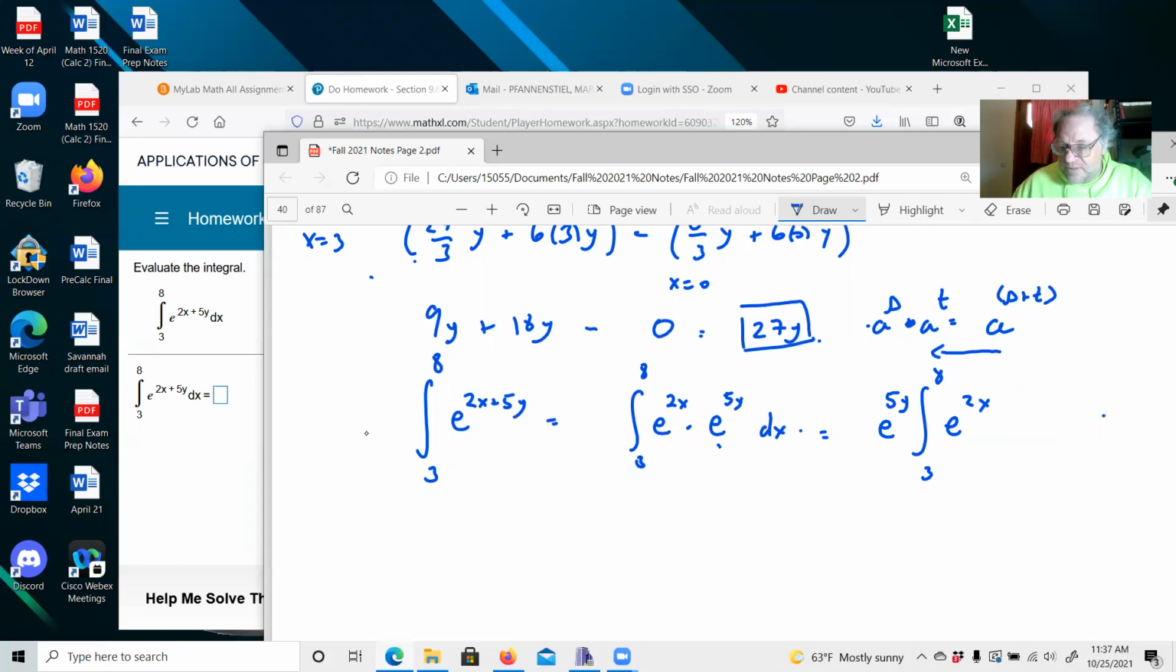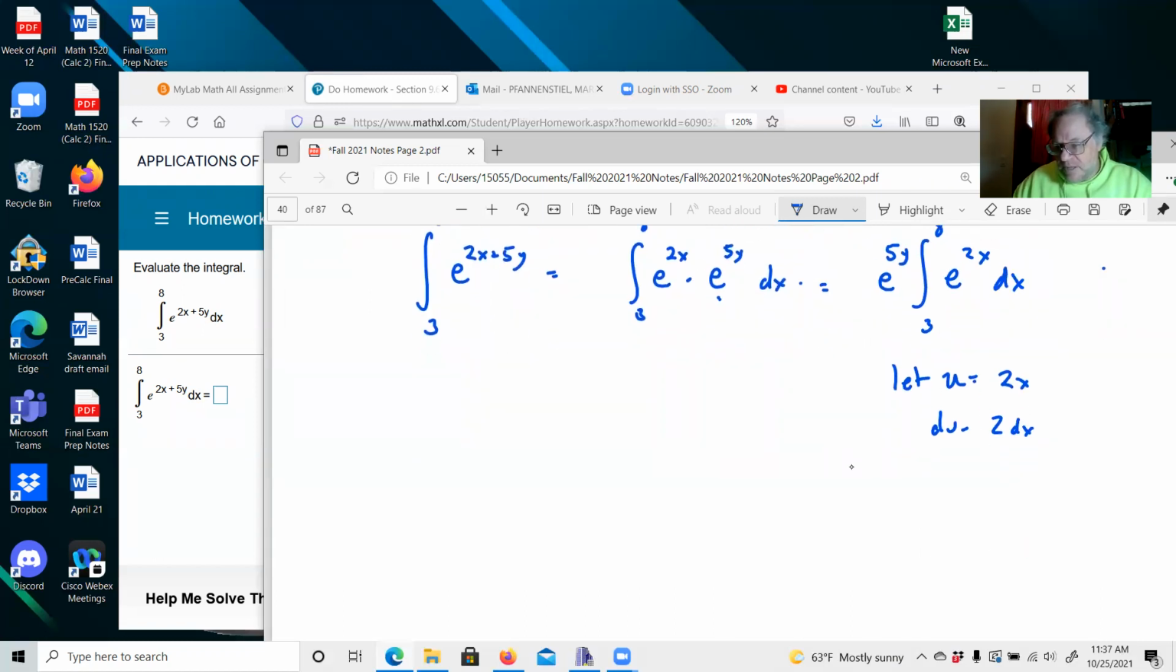e to the 2x. Now, if it's been a while since you've integrated, that's okay. Let u equal 2x, du equals 2 dx, so dx is equal to du over 2. Going back over here, this is e to the 5y times the integral. I'm going to wait on my limits for just a moment. We have e to the u, because we're substituting, and dx is really du over 2.